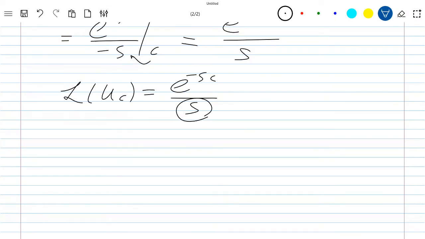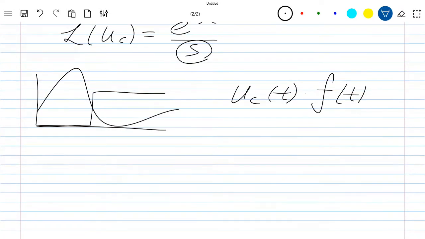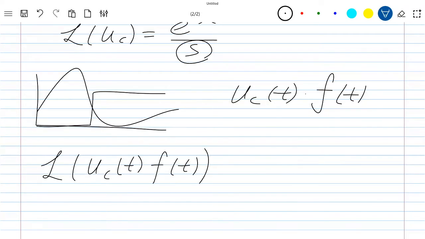Say you have u_c times a general function, say f of t, like that. Then you will see if you integrate this function, this will be cut off, right? It's gone. You only have this part.